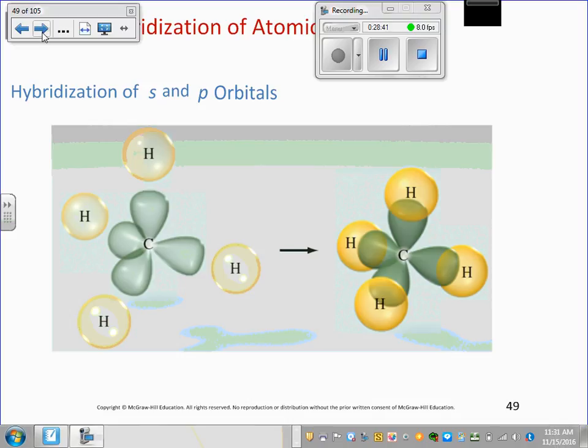So to summarize now, we have sp, sp2, sp3. How many letters in sp? 2. Okay, we got that part. How many unpaired electrons in an sp? 2. 2 things around the central atom form what geometry? Linear.